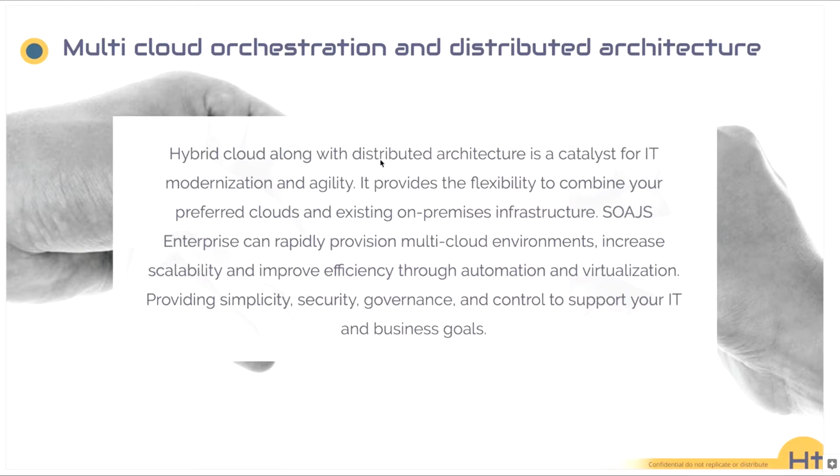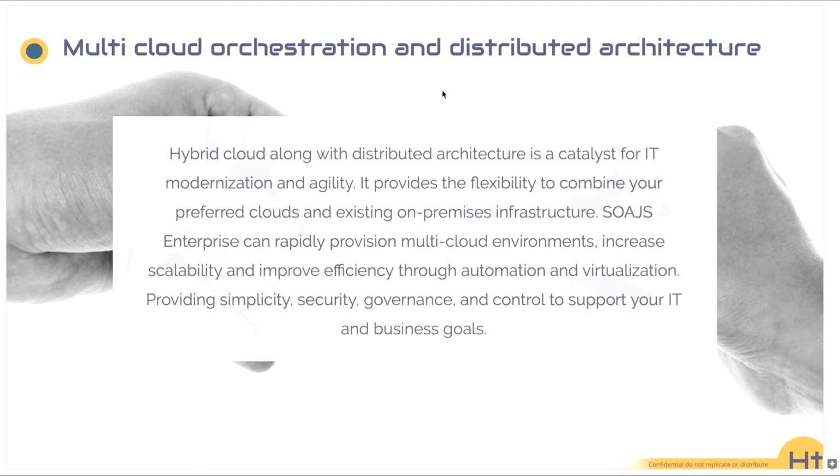In this video, I'm going to demo one of the major characteristics of SOAJS Enterprise, which is multi-cloud orchestration and distributed architecture. Hybrid cloud, along with distributed architecture, is a catalyst for IT modernization and agility. It provides the flexibility to combine your preferred clouds and existing on-premises infrastructure. SOAJS Enterprise can rapidly provision multi-cloud environments, increase scalability, and improve efficiency through automation and virtualization, providing simplicity, security, governance, and control to support your IT and business goals.